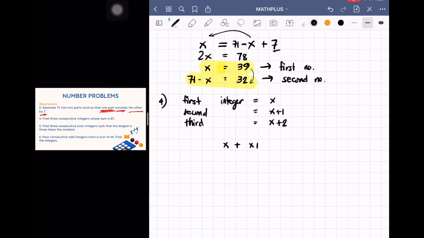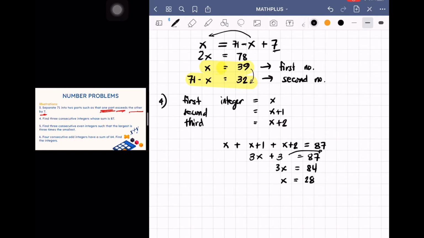We add to that the second integer, which is x plus 1. We add to there the third integer, which is x plus 2. And together, their sum is 87. Okay? So, you get there 3x plus 3 equal to 87. And we get 3x equal to 87 minus 3 because we have to transpose this to the right. That would be 84. Dividing both sides by 3, you will get x equivalent to, what do we get? 28.